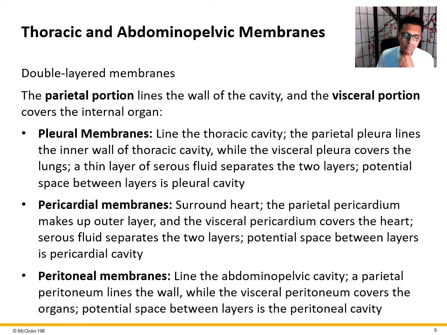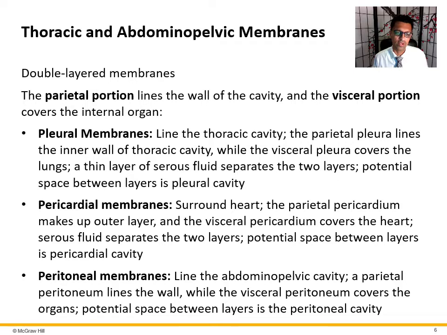Pleural membranes line the thoracic cavity. The parietal pleura lines the inner wall of the thoracic cavity, while the visceral pleura covers the lungs. A thin layer of serous fluid separates the two layers. Potential space between layers is the pleural cavity. Now that fluid sometimes can get dried out due to bacterial infection or some kind of injury, and sometimes we get something called pleuritis, and people get a lot of pain when they try to take a deep breath in because of pleuritis when that fluid gets dried out or some kind of injury. The treatment is anti-inflammatories and some cortisone.